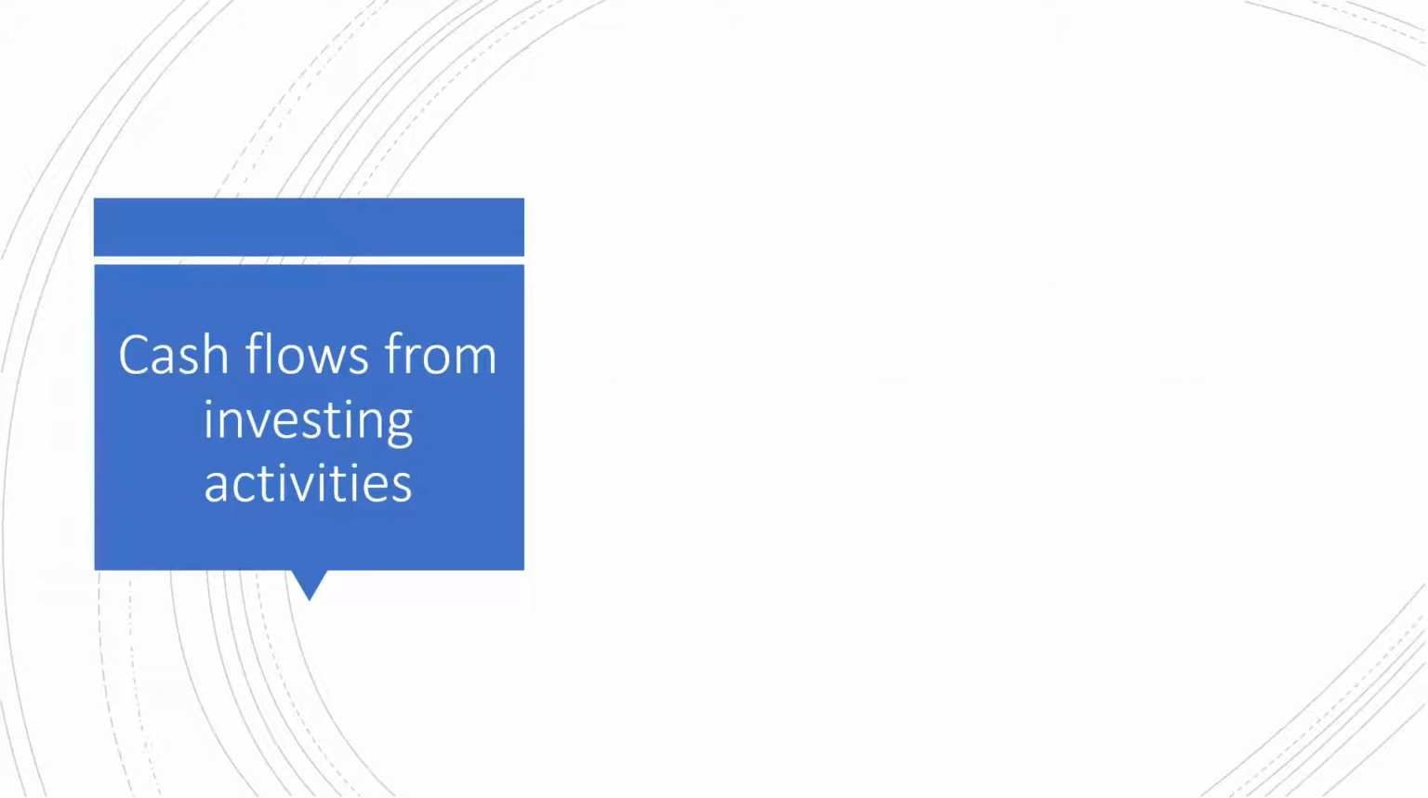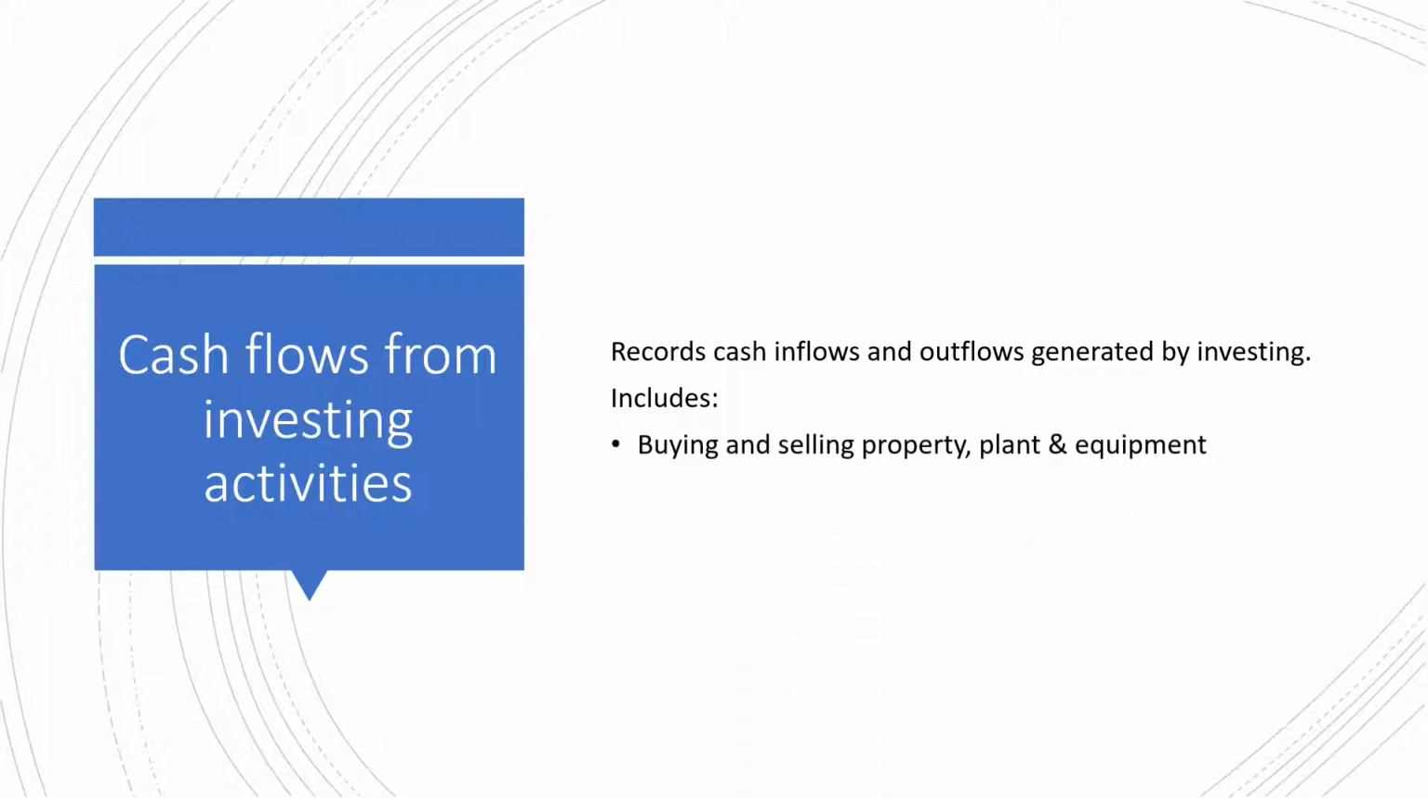Cash flows from investing activities. This section of the cash flow statement records the cash inflows and outflows generated by investing activities, which includes the buying and selling of the entity's plant, property and equipment and its investments.